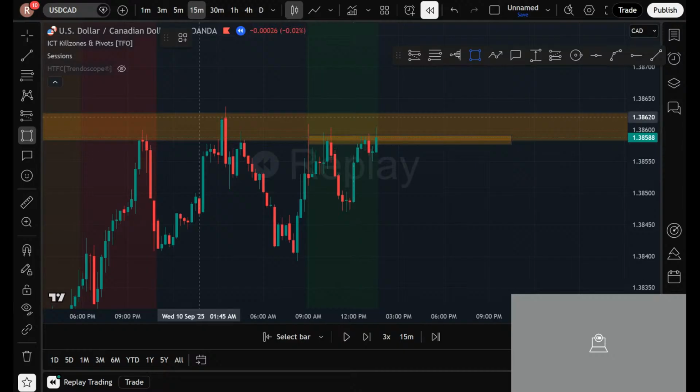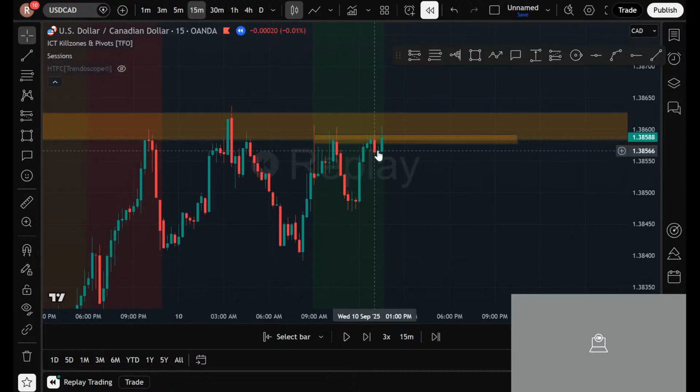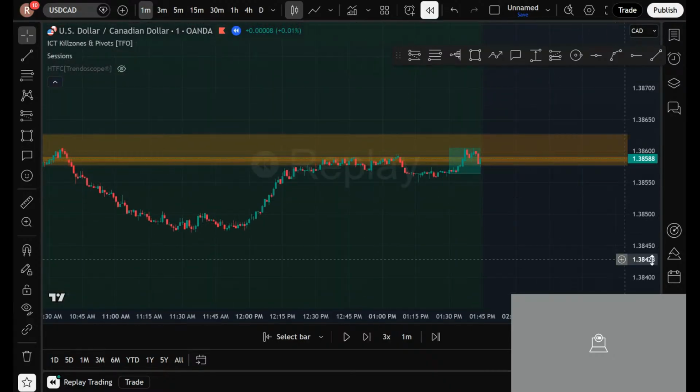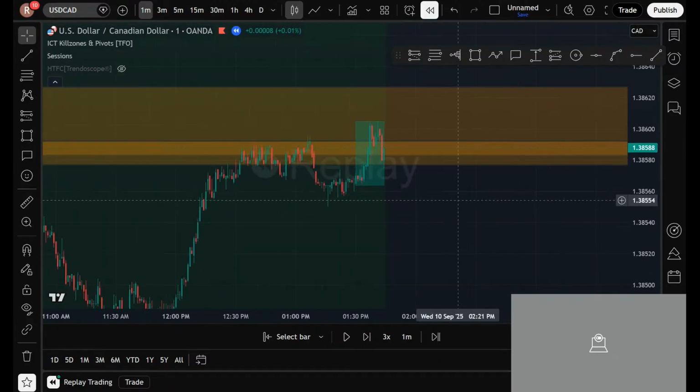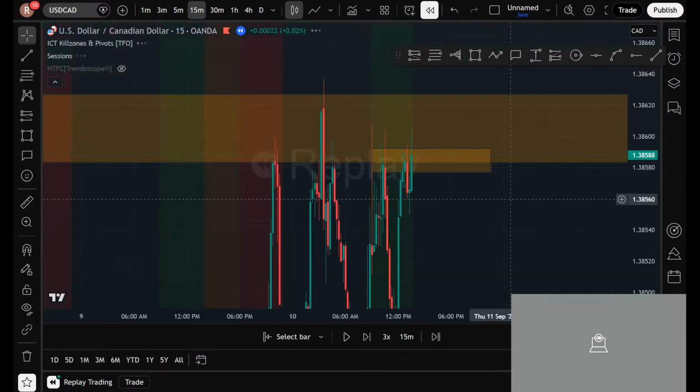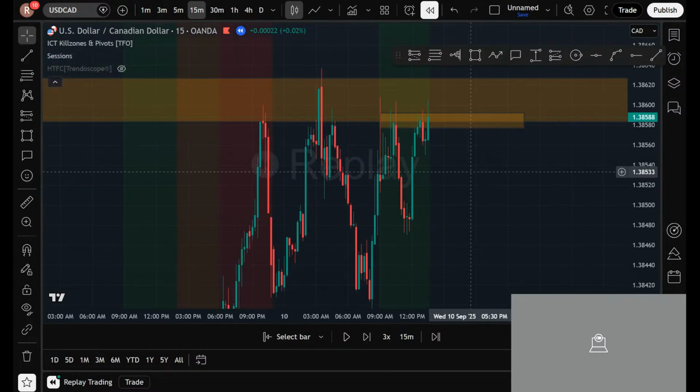Do you think sellers might step in from here? Yes, of course. Do you think sellers might step in from here? No, because above this it would be an uptrend or something. So is there any order flow that we have? This is already mitigated.